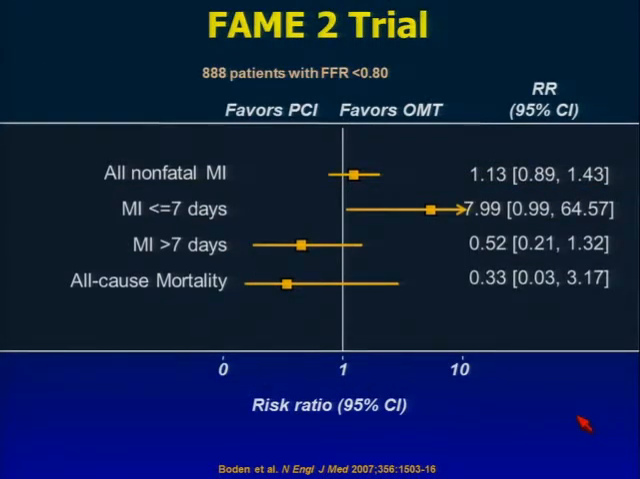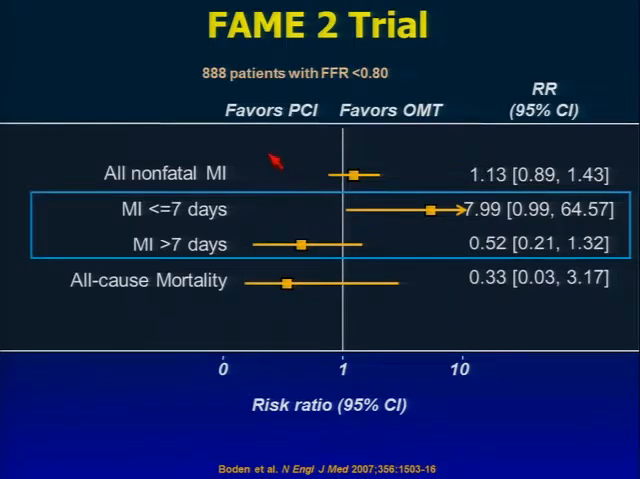Interestingly, we see a similar relationship with many other trials. This is the FAME 2 trial, patients randomized to PCI versus OMT. Again, no difference in non-fatal MI between the two groups. Again, significant increase in procedural MI with PCI, but no difference in spontaneous MI between the two groups. And if you look at all-cause mortality, it seemed to track with spontaneous MI and not with procedural MI.